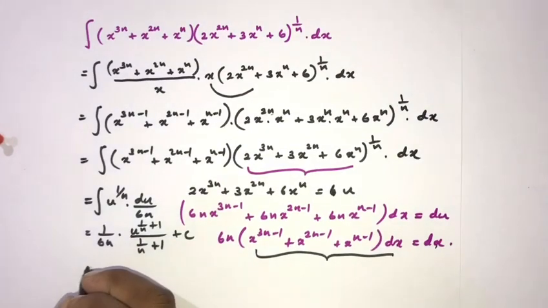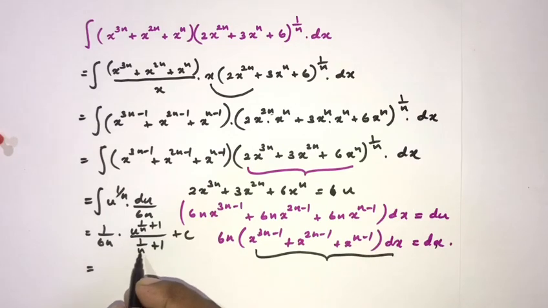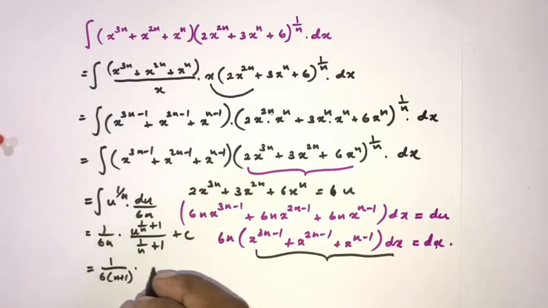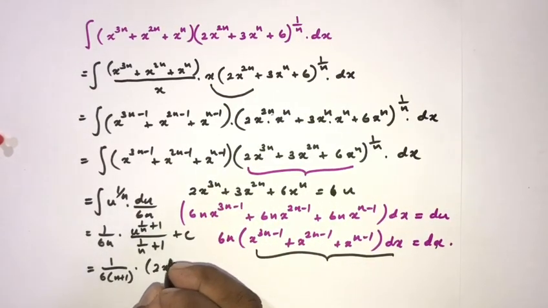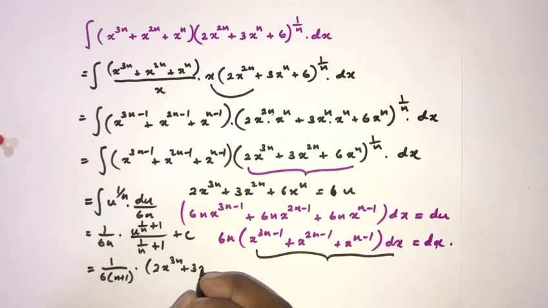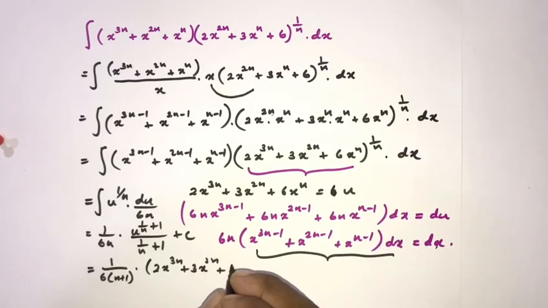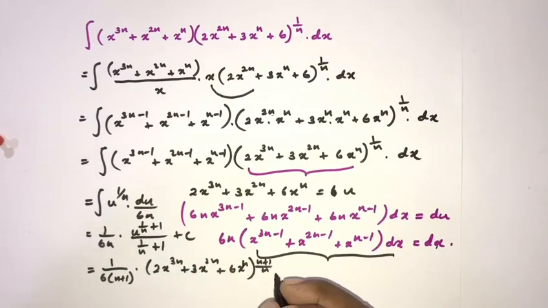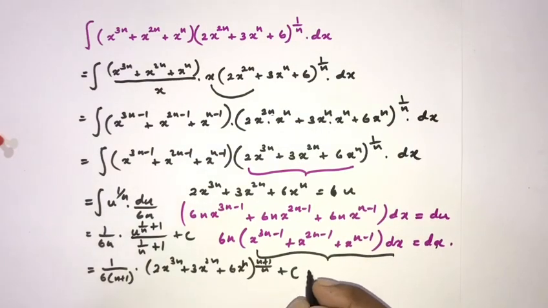Now we can write the answer here. If we take a common denominator, the n gets cancelled, and we have 1 over 6(n+1) times u^((n+1)/n) plus c, where u is equal to 2x^(3n) + 3x^(2n) + 6x^n. Okay, this is the answer.